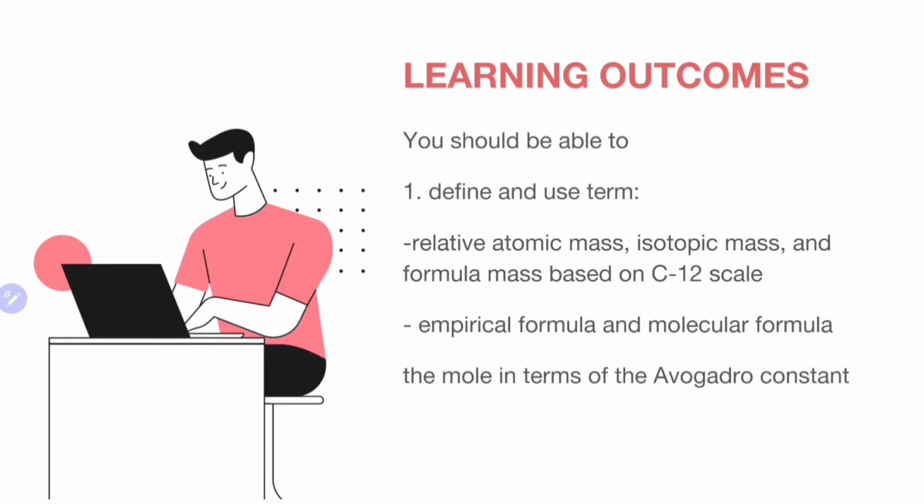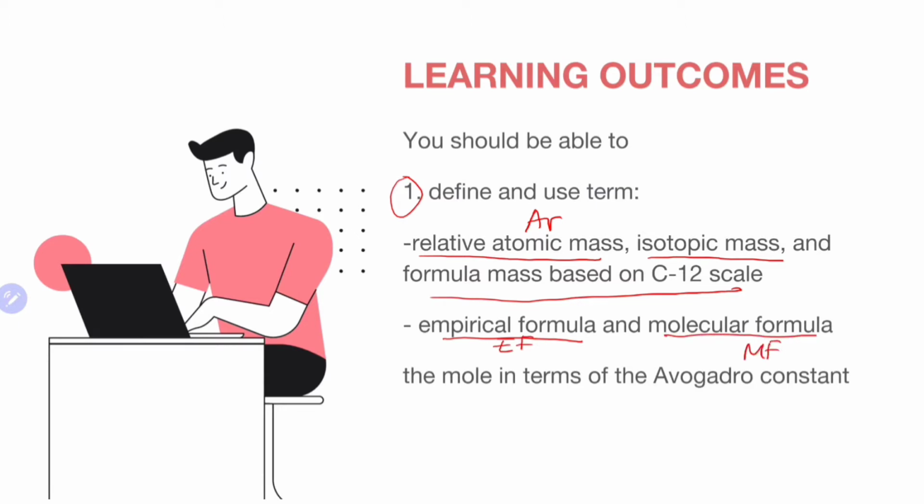Here are the learning outcomes. You should be able to: 1. Define and use the term relative atomic mass. This is AR. Isotopic mass. Formula mass based on the C12 scale. Empirical formula or EF and molecular formula or MF. And then the mole in terms of the Avogadro constant.